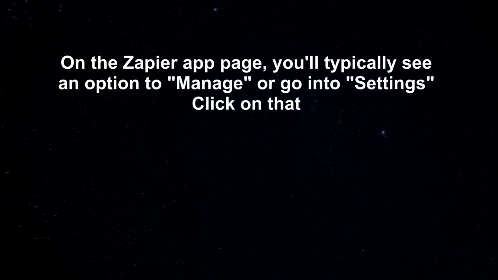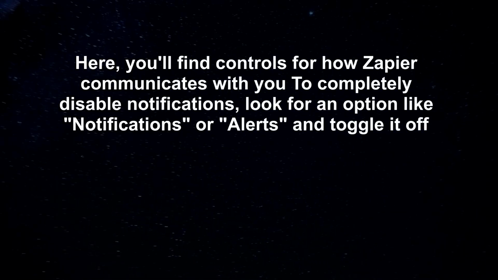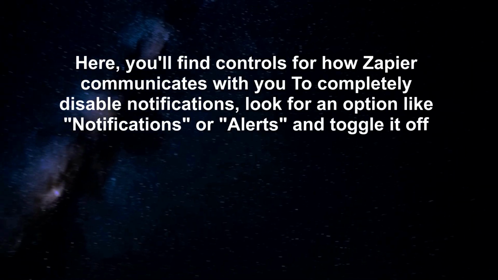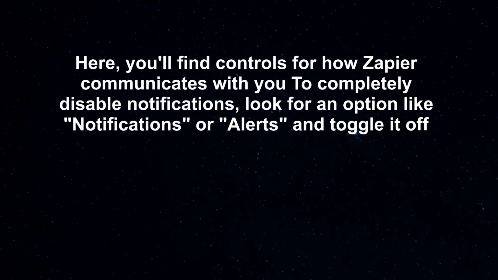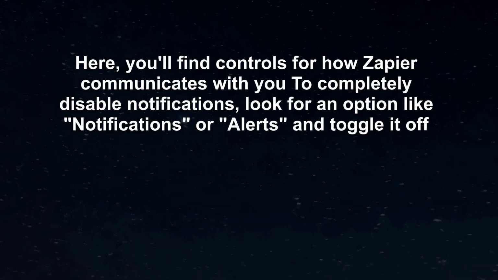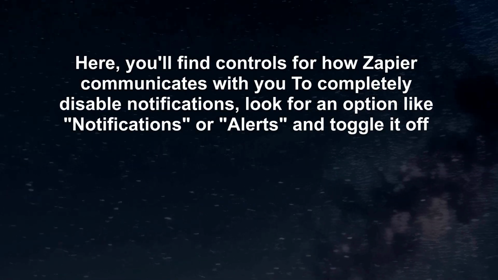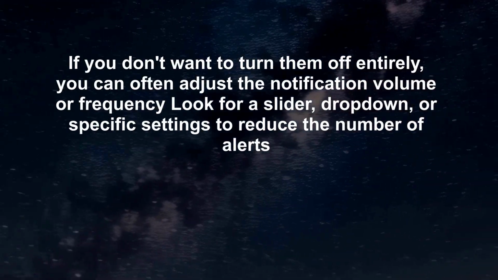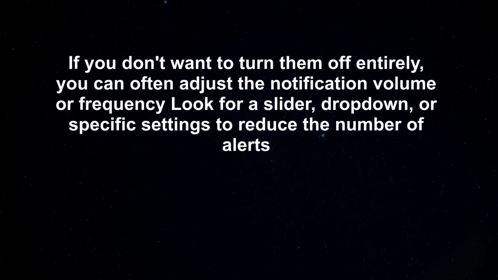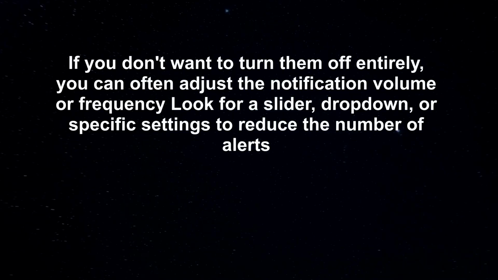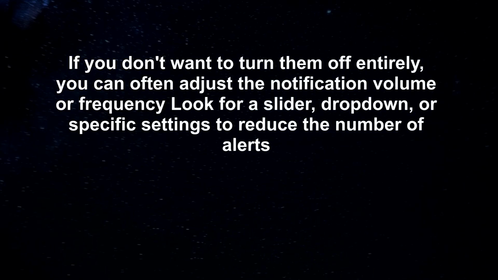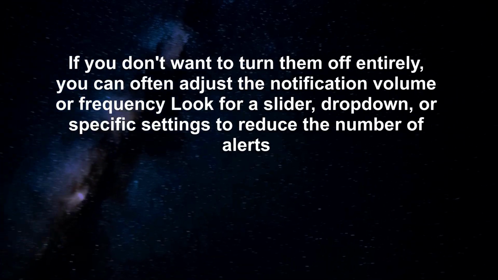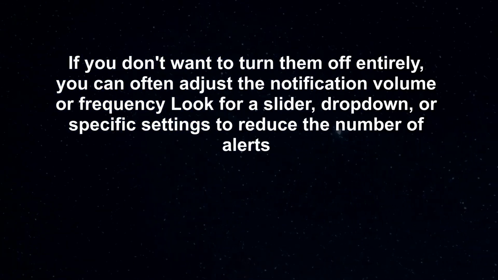Click on that. Here, you'll find controls for how Zapier communicates with you. To completely disable notifications, look for an option like Notifications or Alerts and toggle it off. If you don't want to turn them off entirely, you can often adjust the notification volume or frequency. Look for a slider, drop-down, or specific settings to reduce the number of alerts.